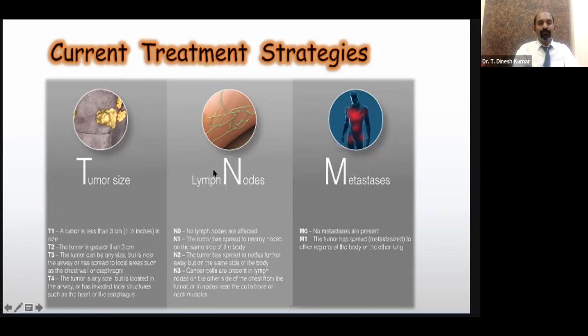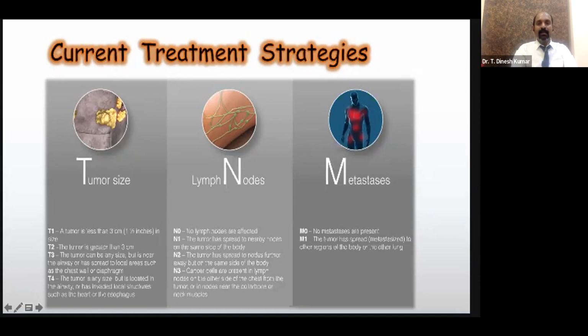Next is the involvement of nodes. N stands for the lymph nodes, whether it is a single lymph node or multiple lymph nodes, whether it is on the same side or on the opposite side. Those are called the lymph nodal status. And finally, metastasis, meaning whether it has spread to a distant organ or not. That is called metastasis, whether there is a distant spread or not. So this is called the TNM criteria, which is currently in use for treatment of patients.